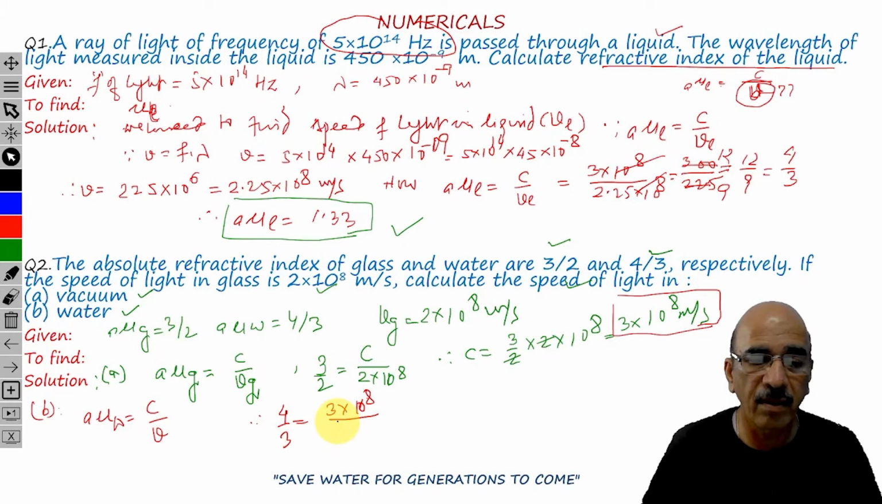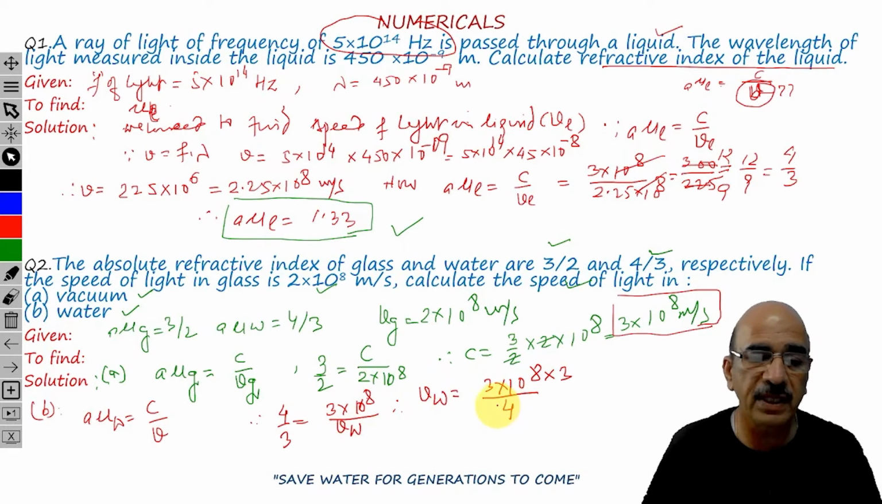So it will be VW. Therefore VW will be 3 into 10 raised to power 8 upon... 3 will be multiplied, 3 goes up here, and 4 will be here. Now, you should use mathematics here: 3 into 3, and here 4 into VW.